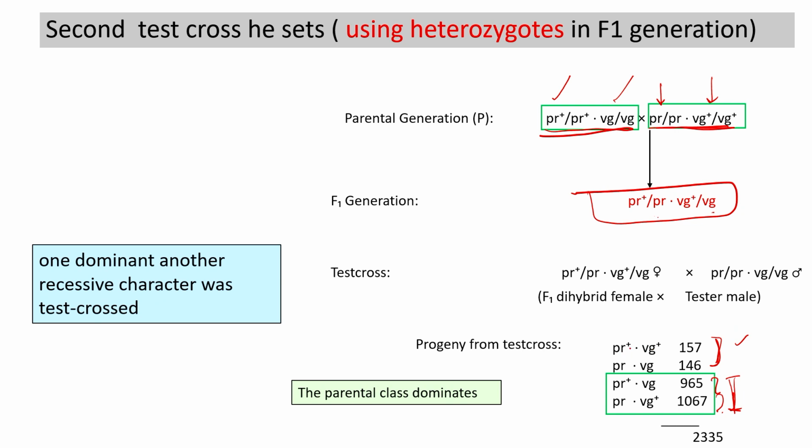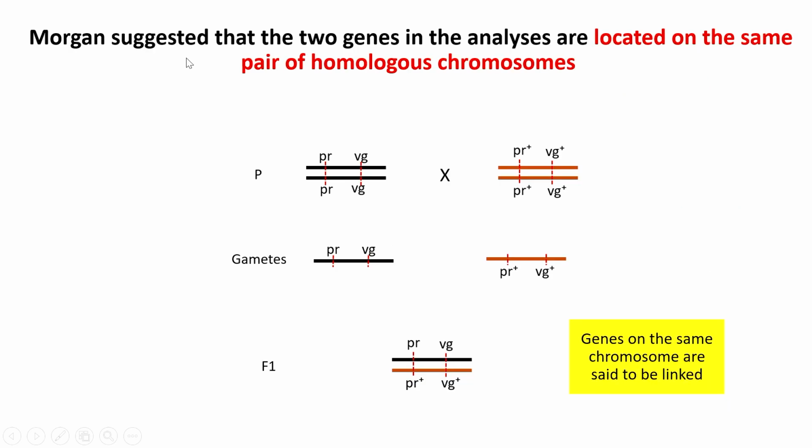You see, now both the genes wild type and both the genes recessive, they are less, because they are the new combinations that has to be formed. So he clearly saw that in these crosses, what is happening, the parental genotype is dominating. And so Morgan suggested that the two genes in the analysis are located on the homologous pairs of chromosomes. So he suggested, remember that was a suggestion, and you will see how he has proven that it is indeed the fact.